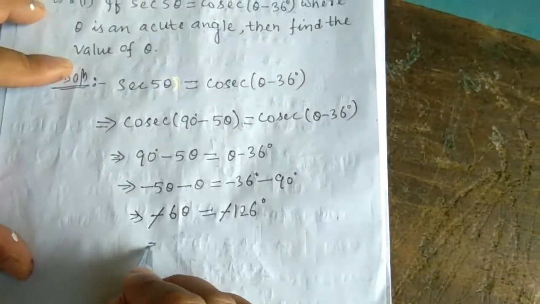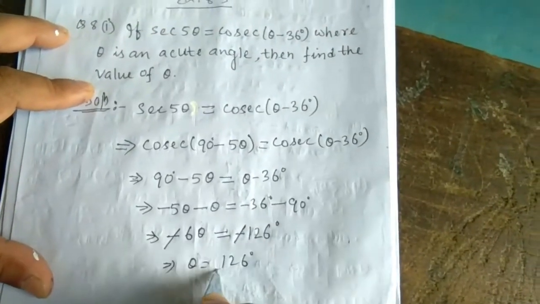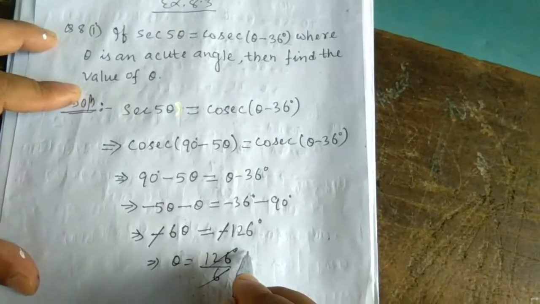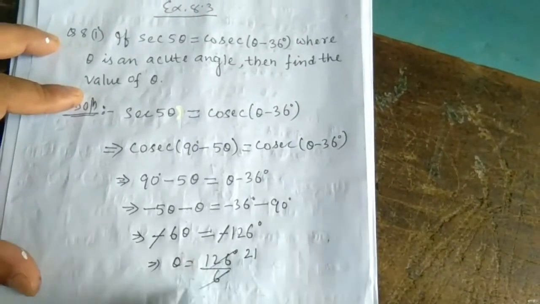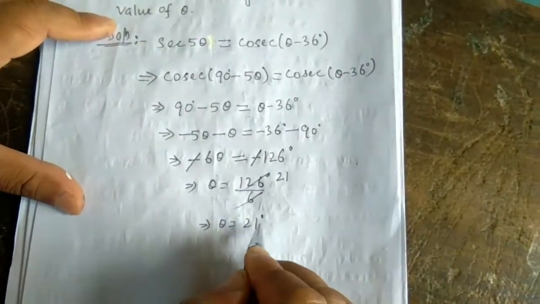Minus cancels from both sides: theta equals 126 degree divided by 6. Cancel: 6 into 12 is 2, 6 into 6 is 1. So the value of theta is 21 degree. Okay, this is the answer.